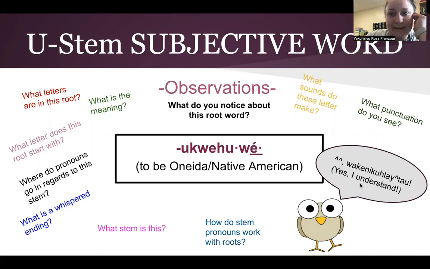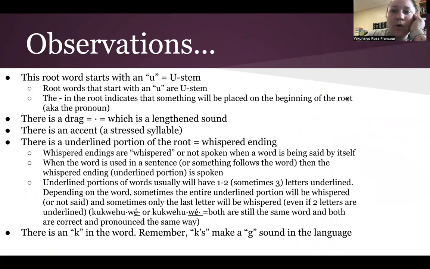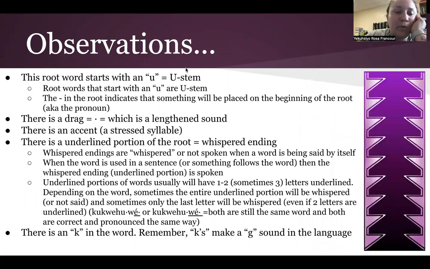It's a U stem subjective verb. So, observations. The root word starts with a U. Ungwehu starts with a U, so that means it's going to be the U stem. The dash in the root indicates that something will be placed there, which is going to be the pronoun. There's a drag in there, that's your lengthened sound. There's an accent, which is just a stressed syllable. Ungwe, hue. When you say it, there's kind of an inflection in your voice. I wouldn't worry too much about that right now. Pronunciation practice helps with that.